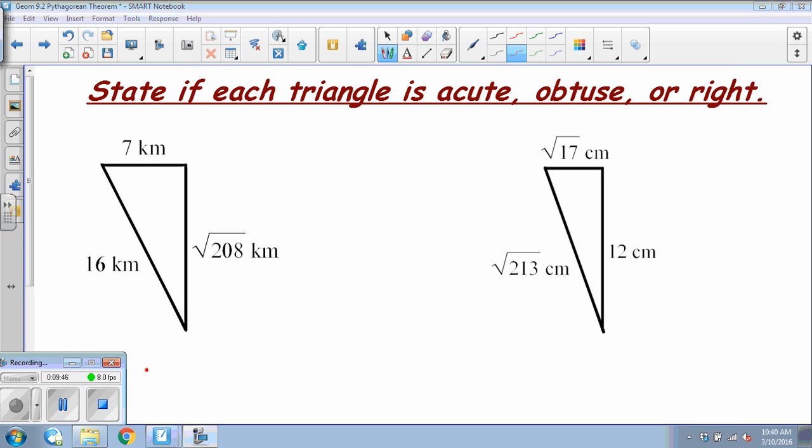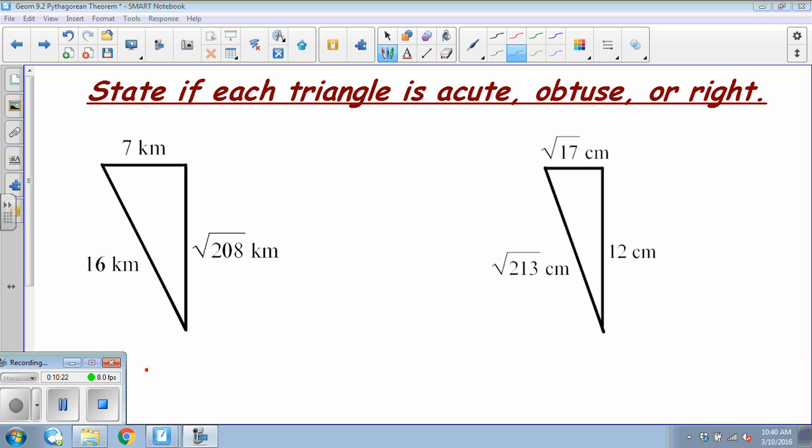Okay, this set of problems says state if each triangle is acute, obtuse, or right. Now, you won't see any right angle symbols in here because we don't know if it's a right triangle. Okay? And so the first thing you need to do is figure out what is C going to be. Which one of those is C? You can't look at the picture and assume that this is the longest side. Okay? You can't assume that it is. You have to compare it to the other two. C is always the longest side.